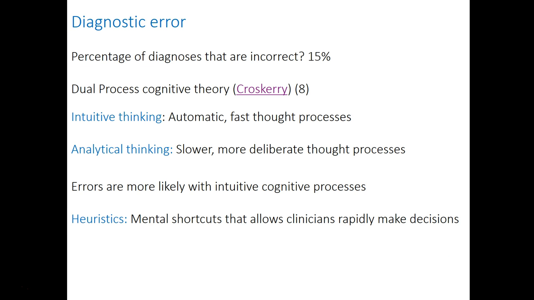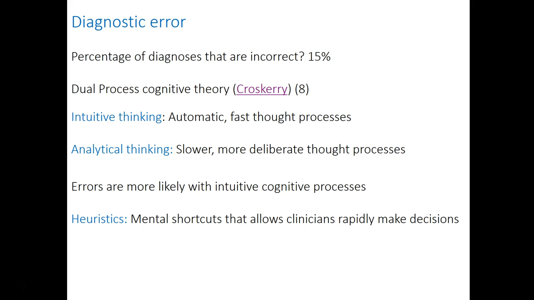Now if you look and apply this to diagnostic error, the overall percentage of diagnoses that are deemed to be incorrect are about 15% on average in most studies. And we'd like to draw your attention to the work of Pat Croskerry and his dual process cognitive theory. There's a link to a YouTube video at the end of this explaining this further.